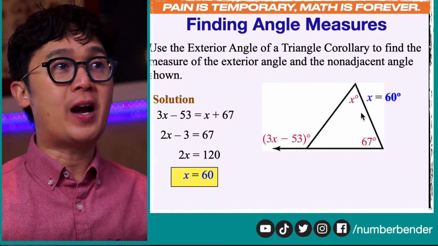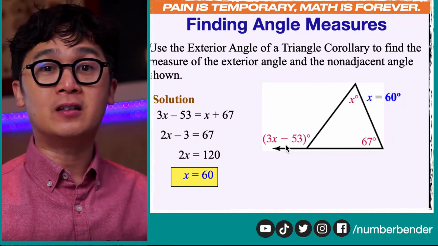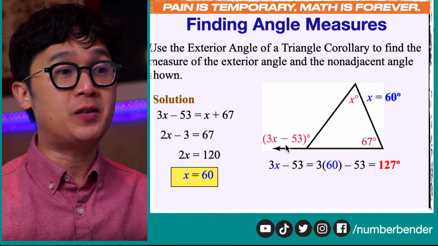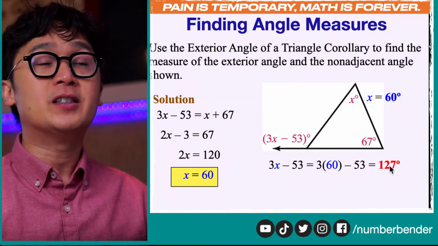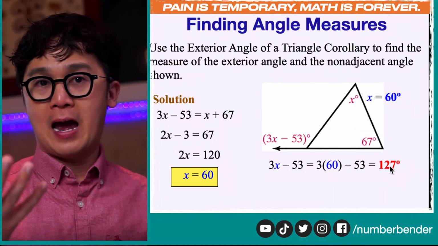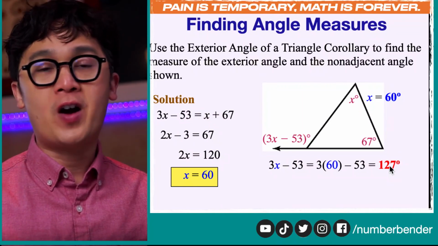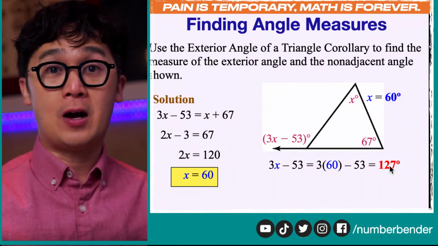And if we're going to find the measurement of this exterior angle, it will be 3 times 60 minus 53 degrees, which is equal to 127 degrees. So that's how we use our theorem to be able to find the missing angles of our triangle.